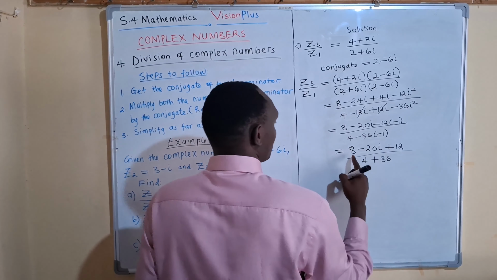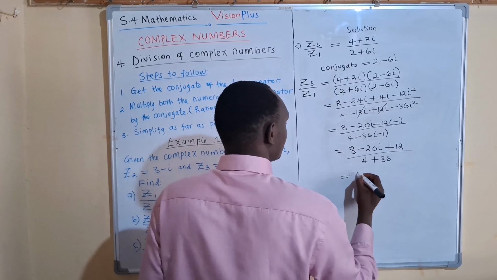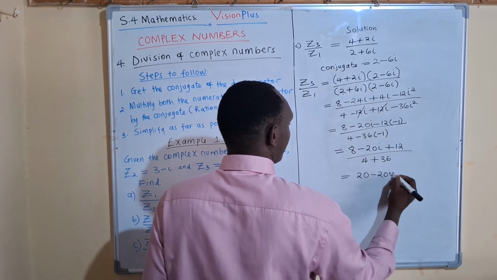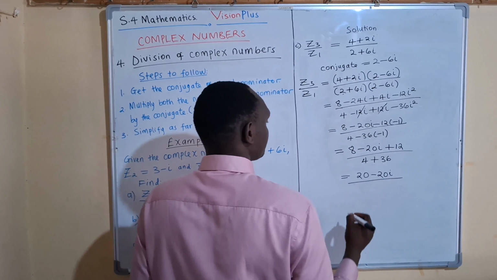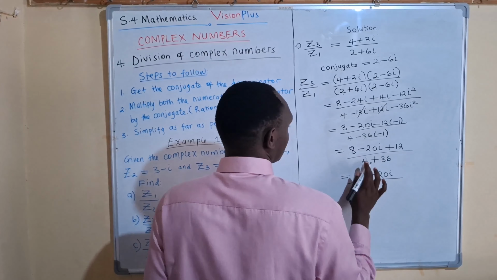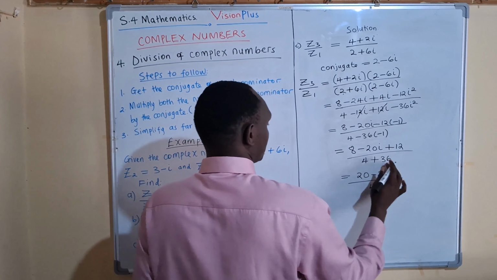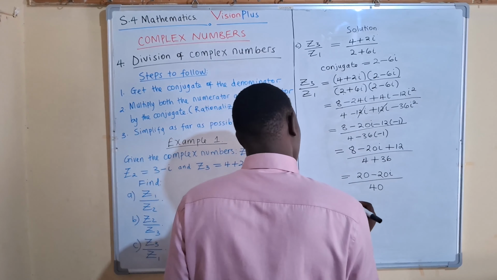This gives us, what is 8 plus 12? 20. 20 minus 20i, but over 40, 4 plus 36.